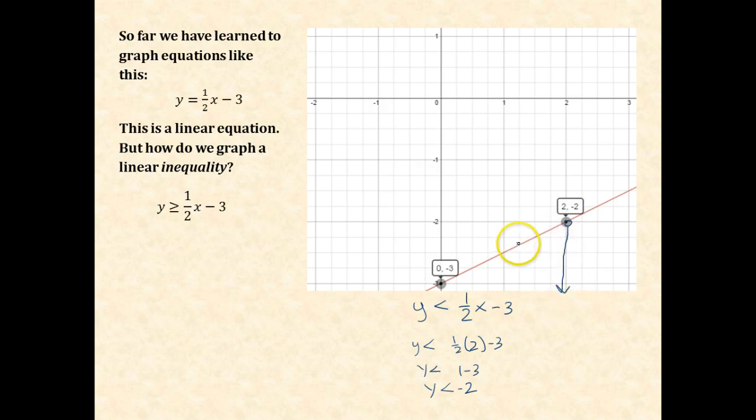And that's going to be the same with any x value you pick. You're going to be skipping the value on the line, but everything below it counts because our y values are less than where this line is. So you end up shading everything below this line, and then the way we show that the line isn't counted is we draw this as a dashed line.